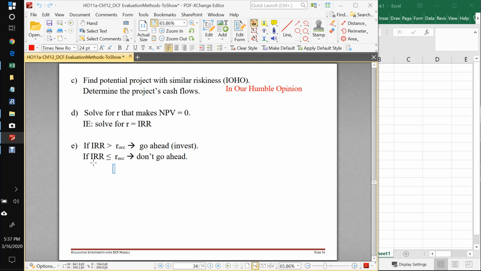If the IRR is less than or equal to our opportunity cost of capital, we don't want to go ahead. Because if it's less, it means it's earning less than we get if we put money into our opportunity cost investment. And if it's exactly the same, the default thing, the easiest thing is to just put more money in the opportunity cost investment.